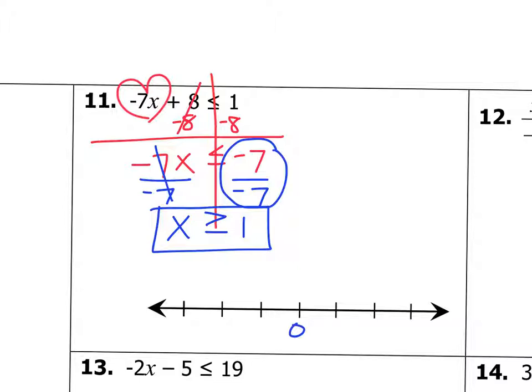So I put a 0. I put a 1. Is it open or closed? Closed circle, and it's going to the right.